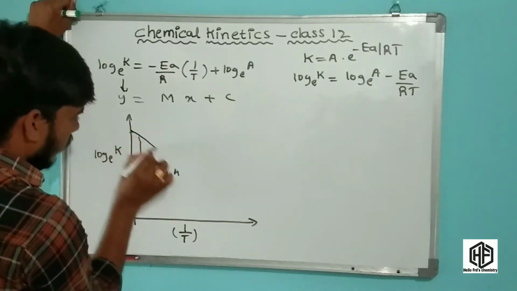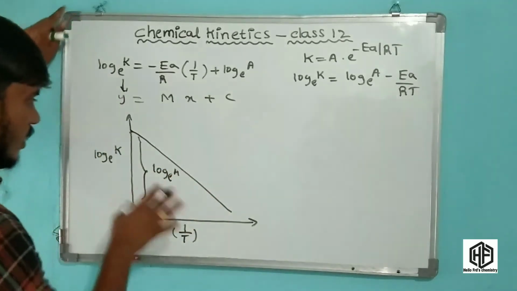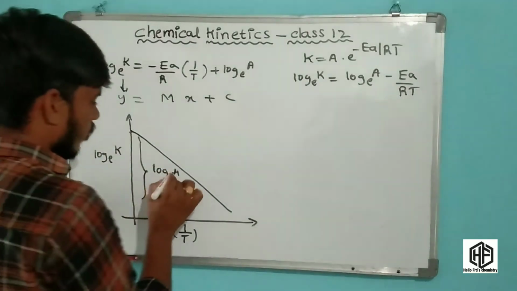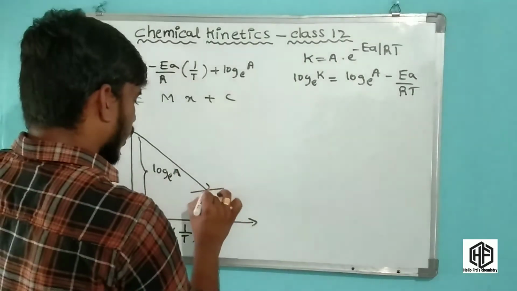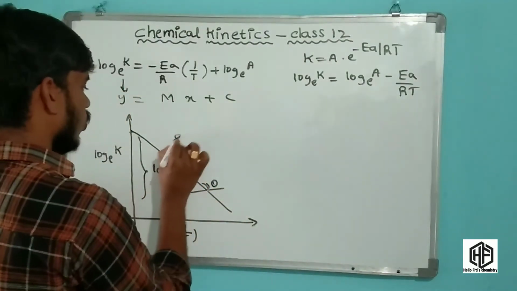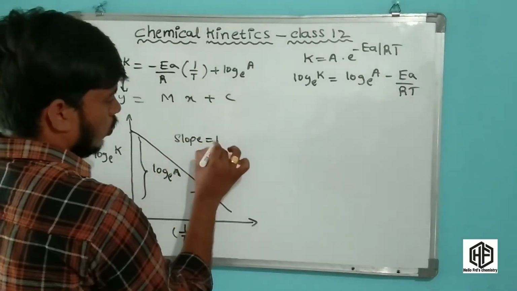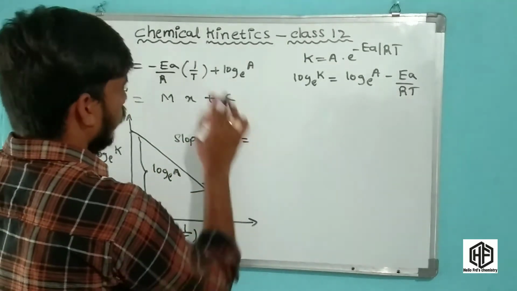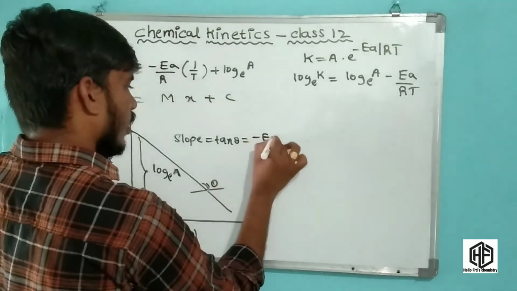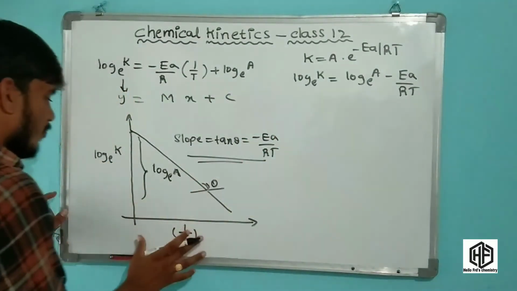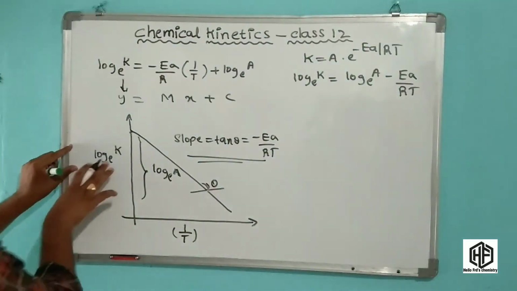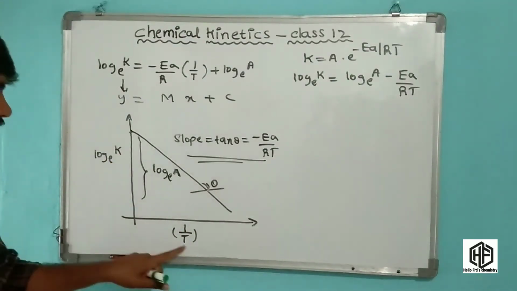A negative slope is present there. The graph is like this. It means this is a decrease. This is the negative slope graph, a straight line. Now the theta is like this. Now slope = tan theta = -Ea/R. This is very important, friends. This is the graph representation of ln k versus 1/T.